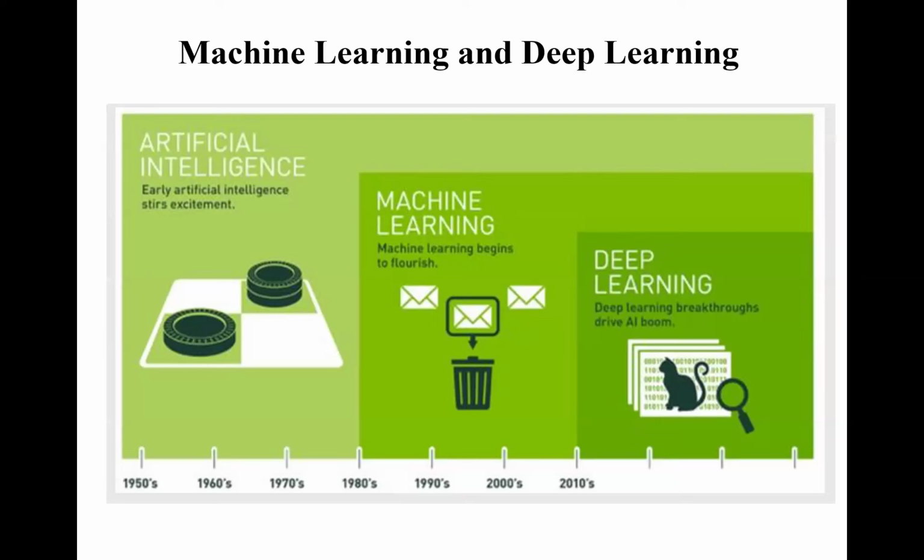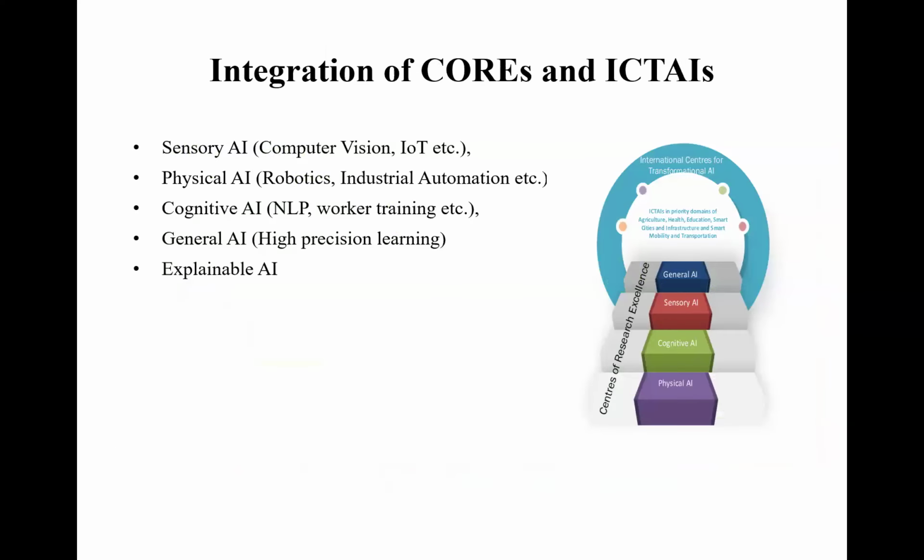In artificial intelligence, we know the knowledge base only. In machine learning, some other aspects we can identify. But in deep learning, we should know exactly. And in transfer learning, perfect accuracy is there. So this is the integration. In general, artificial intelligence has many integrations. The first one is physical AI. Second one, cognitive AI. Next one, sensory AI. And next one, general AI.